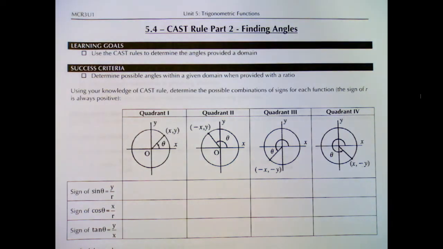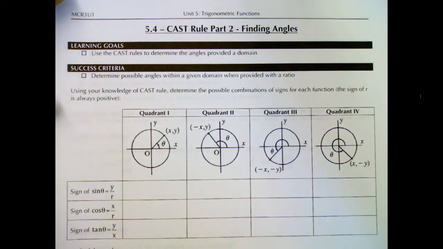Okay, this is lesson 5.4, part 2, finding angles using the CAST rule. We showed the CAST rule in part 1, finding ratios. Now we'll go over why the CAST rule exists and where it comes from really briefly before we look at finding angles.